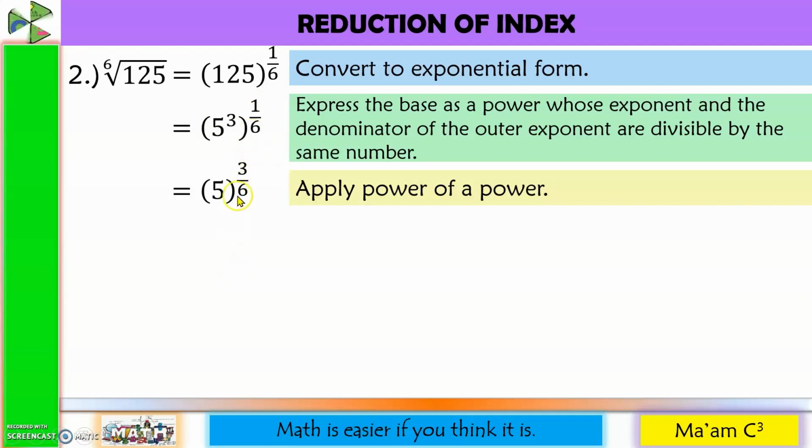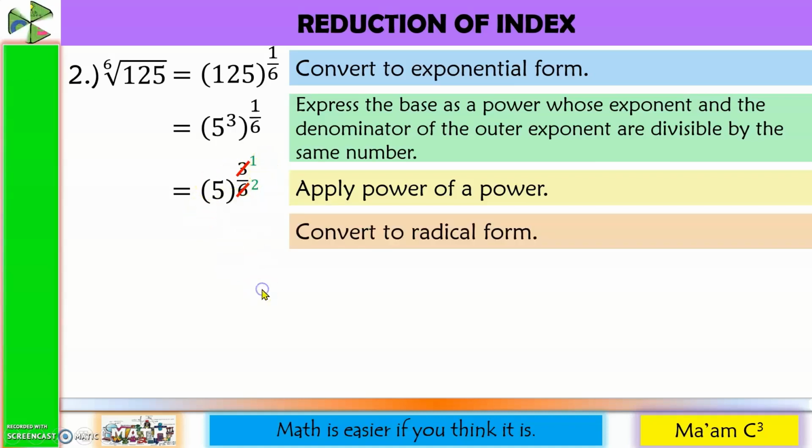Let us express this in lowest terms. Both are divisible by 3. 3 divided by 3 is 1, and 6 divided by 3 is 2. So I have 5 raised to 1/2. And then let us convert this to radical form. So 2 will become the index. So this will be the square root of 5. So from 6, we were able to reduce our index to 2.